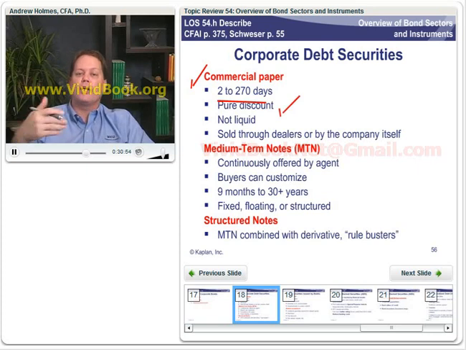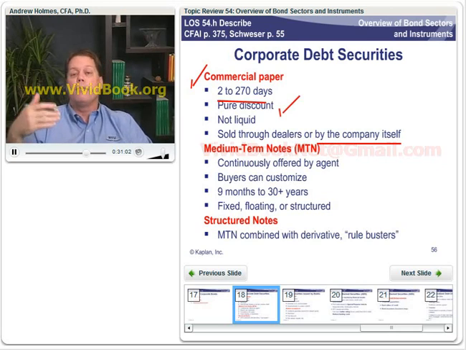And this is just a corporate IOU. I will pay you $10 million in 270 days. You buy that today for something less than $10 million. The difference between what you pay for it and its maturity value is the return that you earn.